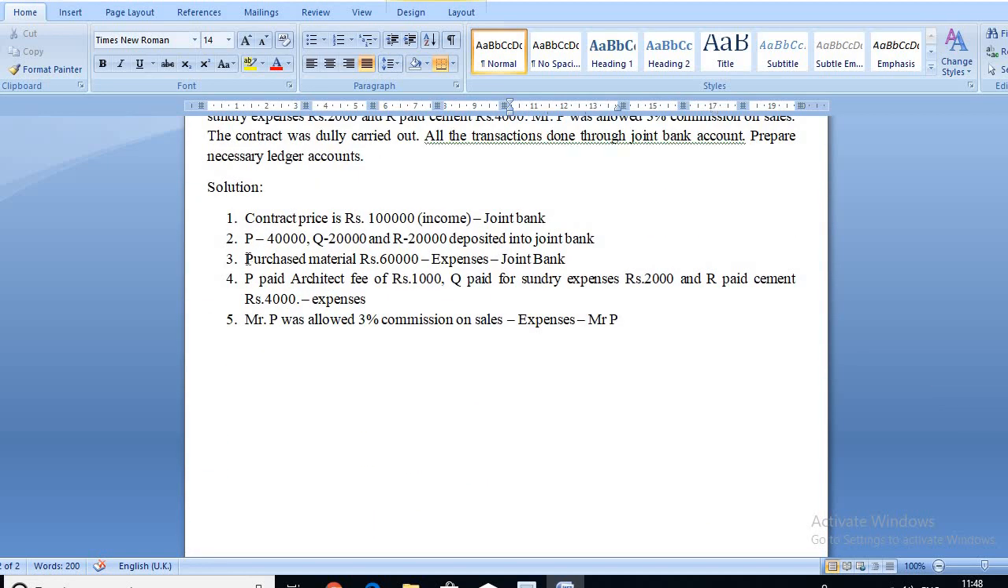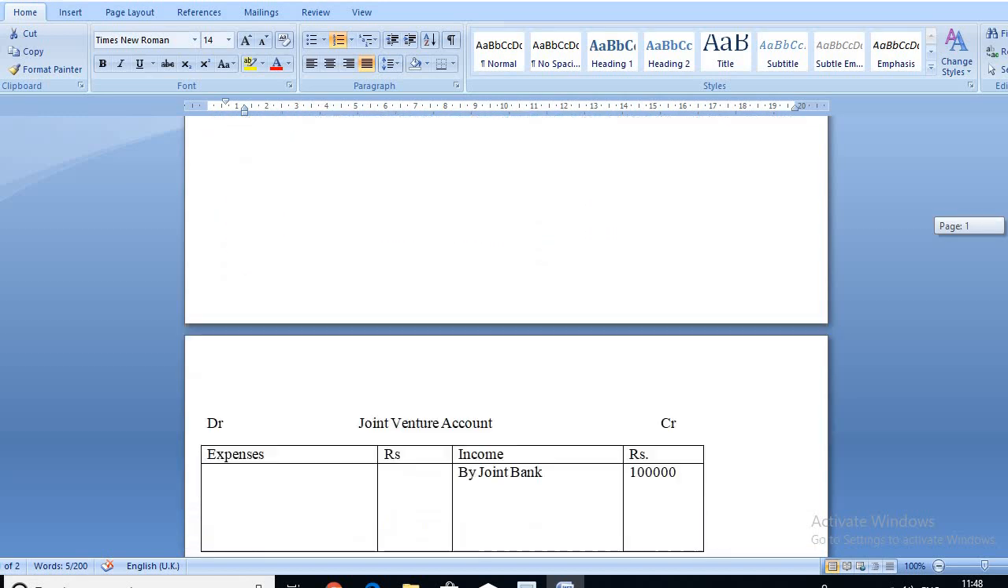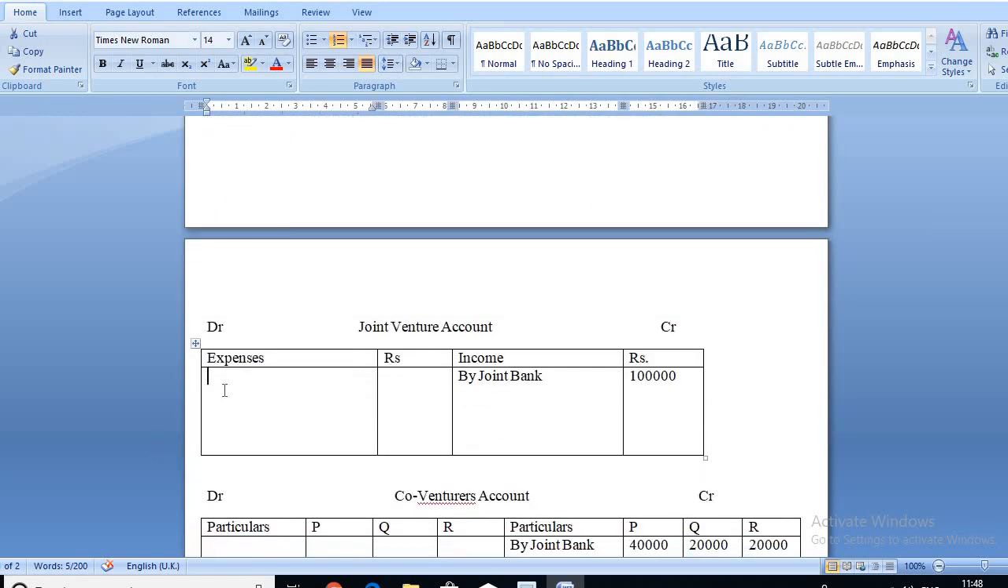Now come to the third transaction. Purchase material for 60,000 and it's an expense, and there is no specific information whether these expenses were paid by P, Q or R. In such circumstances, these expenses were paid by joint bank. It is an expense. Who paid these expenses? Joint bank. So on the expenses side, to joint bank, how much?